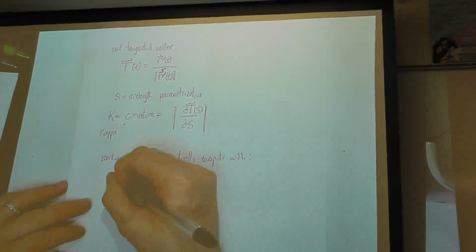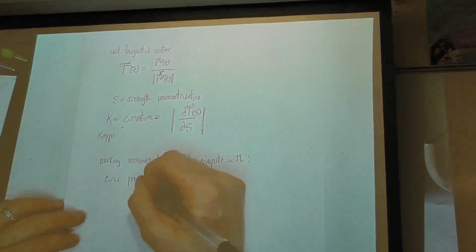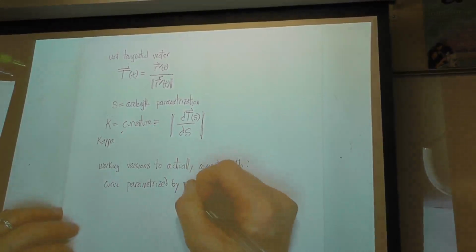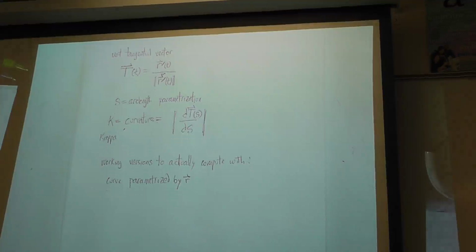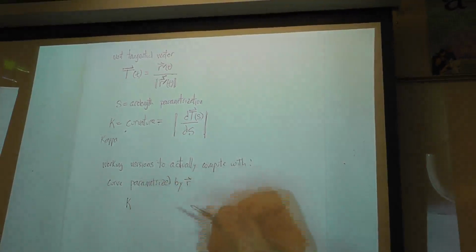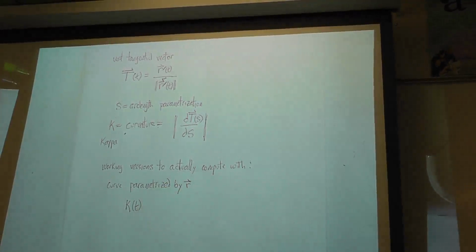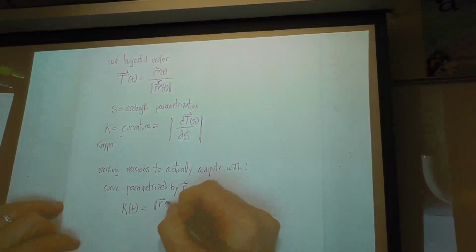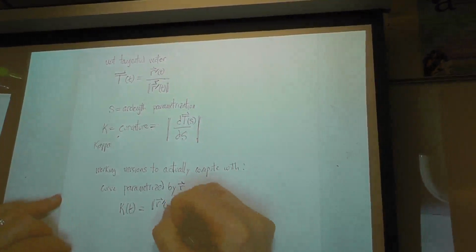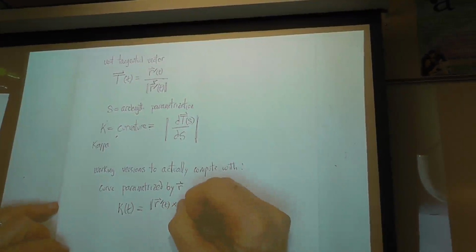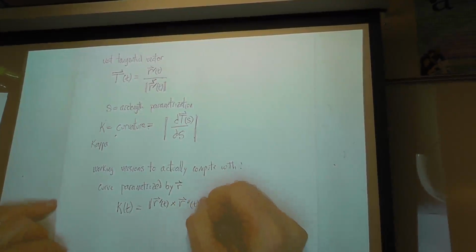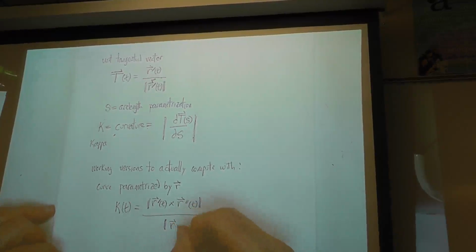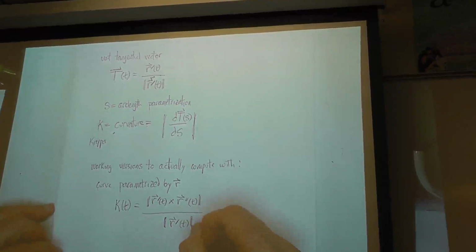So this is when your curve is parameterized by r, in 2 or 3 dimensions, and you get that the curvature at a point given by whatever t is ends up being the magnitude of r prime at t crossed with r double prime of t, divided by the magnitude of r prime of t cubed.